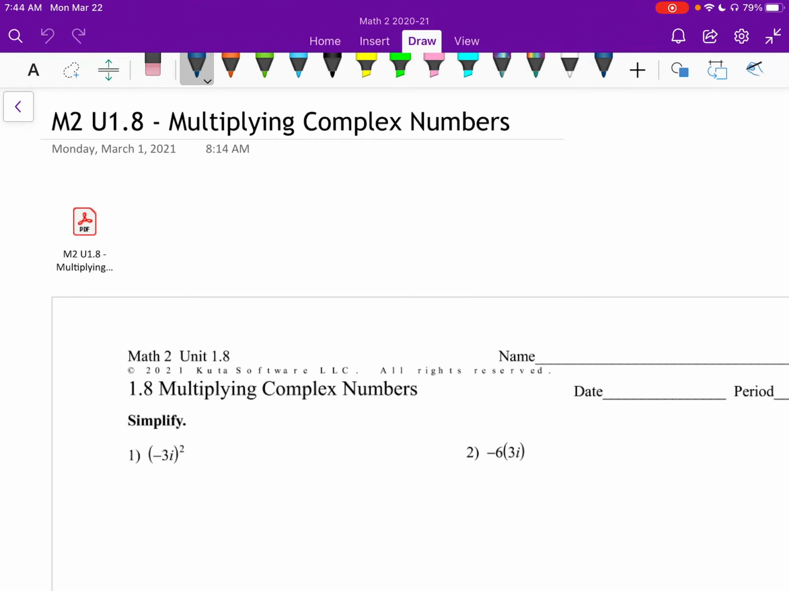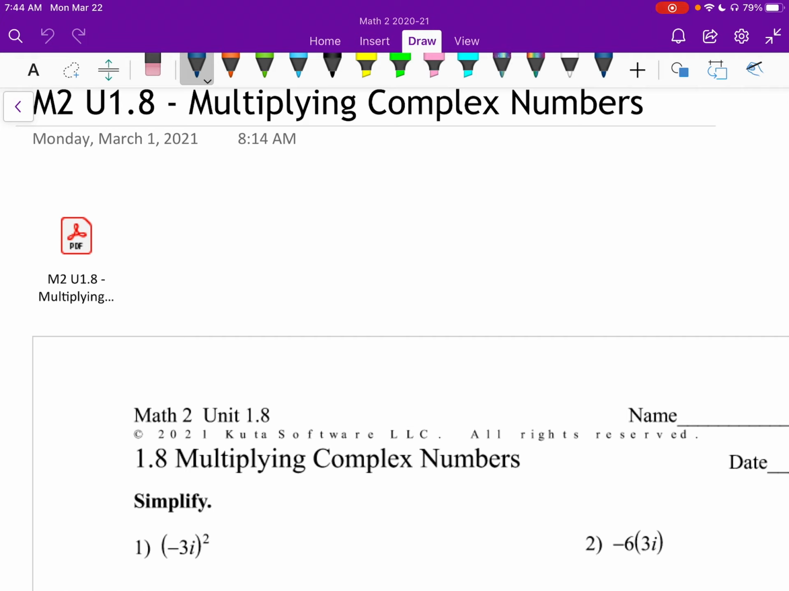All right, 1.8 multiplying complex numbers. So let's go back and look at, remember that i is equal to the square root of -1, right? And i squared is -1.